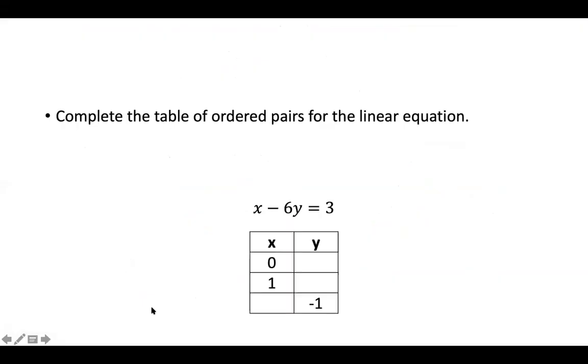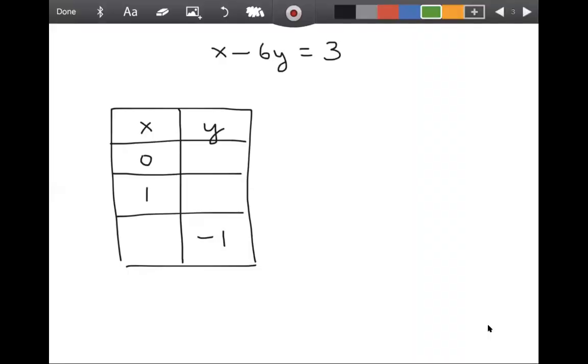Next, we're going to complete the table of ordered pairs for the linear equation. And I think, yes, this is going to be the last example. So going back to the tablet. This is a little different from what we just did. So what I'm going to do here is substitute 0 for x for the first one, and then solve for y. Okay. So there are 3 parts to this problem.